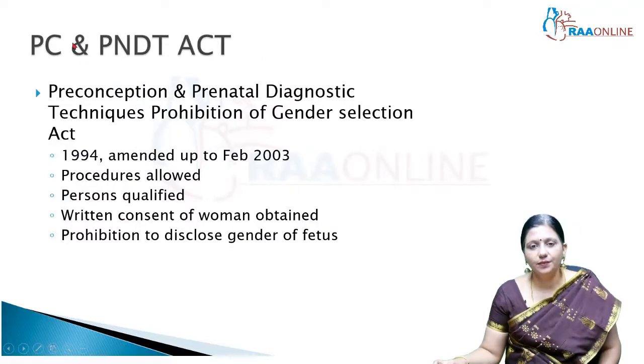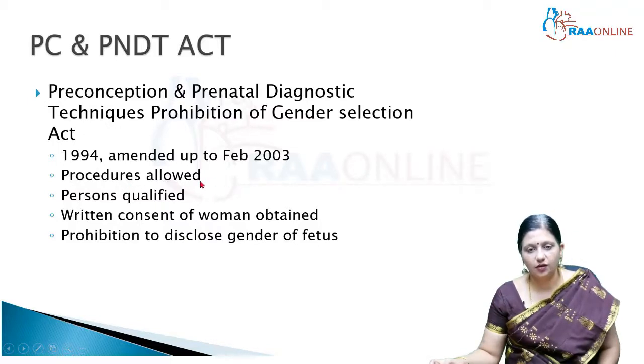Now there is something called the PCPNDT Act, the Preconception and Prenatal Diagnostic Techniques Act, which prohibits gender selection. It came in 1994 and was amended again. The procedures allowed for ultrasounds, the persons qualified to do ultrasounds on obstetrical patients, and the written consent of the woman were specified, and it was prohibited to disclose the gender of the fetus. So this is very strictly followed in India.